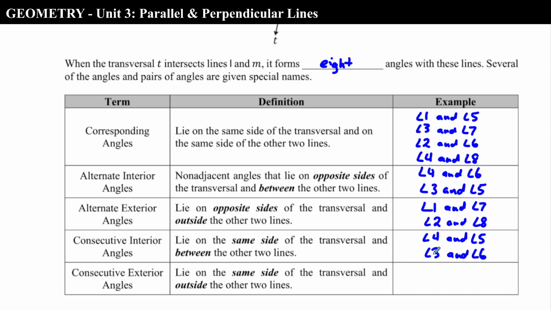And then the consecutive exterior angles behave the same way. You have 1 to 8. This time you're not crossing. And 2 to 7. So let's do a few quick examples with these.